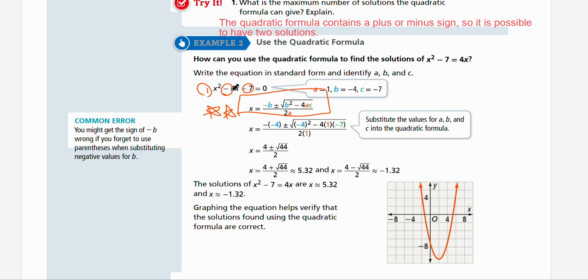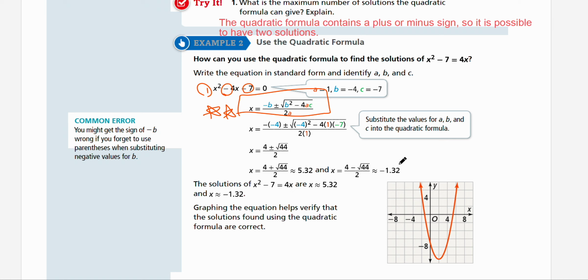Put b over here, but it's negative b, so negative of -4, which is +4, plus or minus -4 squared, which is 16, minus 4 times ac, 1 times -7, all over 2 times 1, which is a, and then you simplify them. It's going to be 4 plus root 44 over 2 and 4 minus root 44 over 2, which is approximately positive 5.32 and negative 1.32.